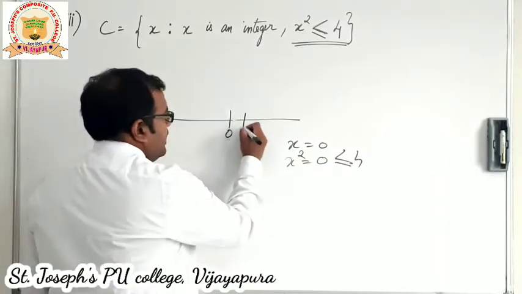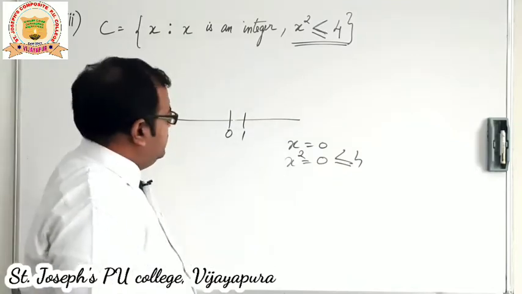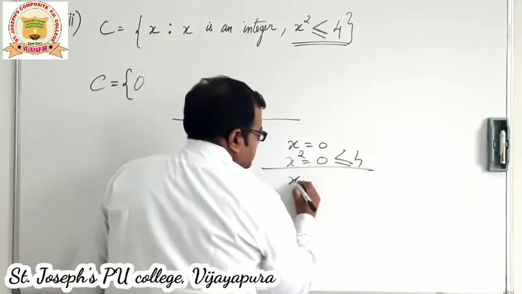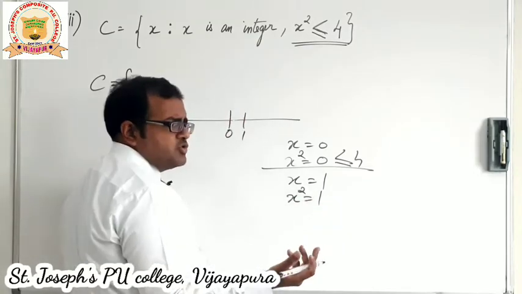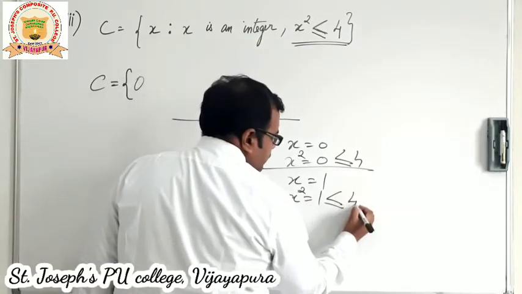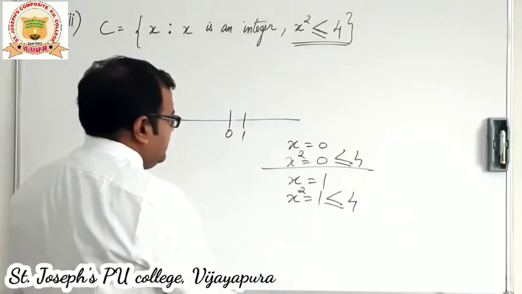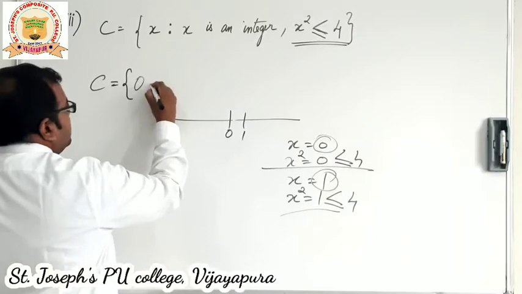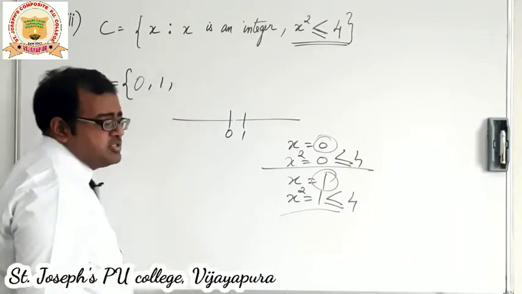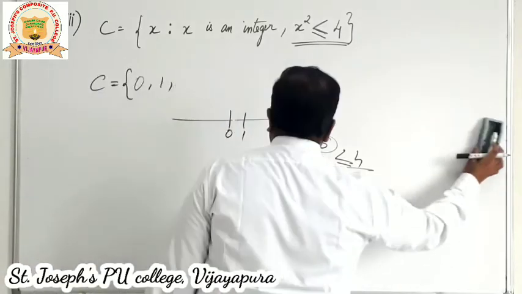So what about 1 in the integer? 1. Okay, let us try that. X is equal to 1. So what is x square? 1, of course. Is 1 less than or equal to 4? Yes, it is lesser than 4. Then that proves x can be 0 and now x can be 1. So x equal to 1 is also a possibility. What about any other values of x?